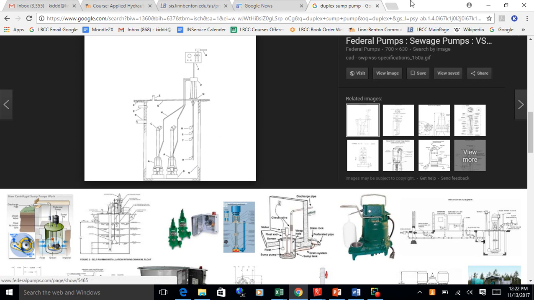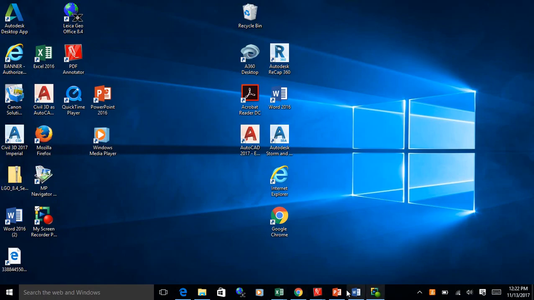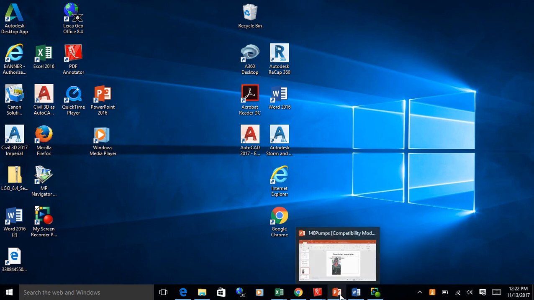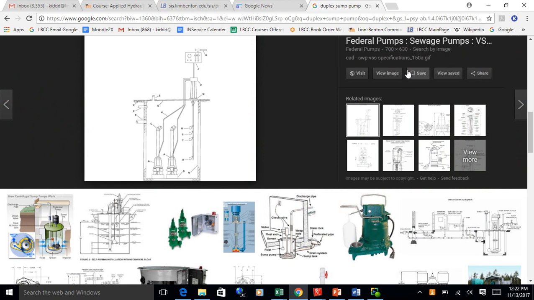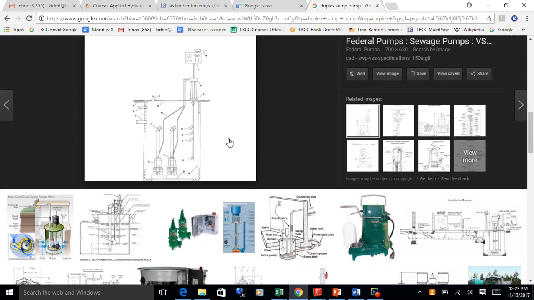All right, so theoretically speaking, in a duplex system, what's going to happen here, and let's go back here for just a second. There we go. So that's from Federal Pumps. Nice schematic though. It's a nice job.